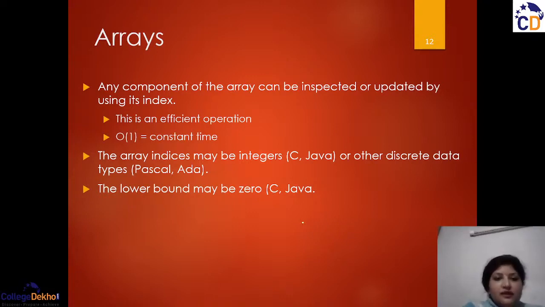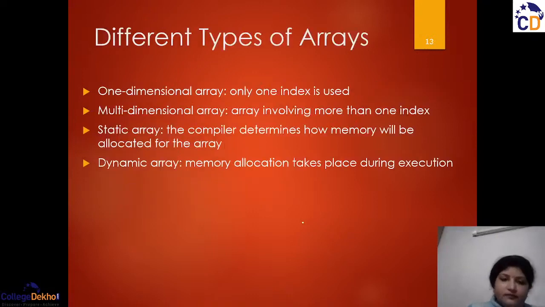The array indices, meaning indexes, may be integers. So if I am talking about the previous slide, it is a0 or a1. It could not be a0.0. The memory location is always represented by an integer number only. You cannot have anything other than that. The lower bound may be 0. In C or Java, we say the first index of the array is a0, or you may say the lower bound of the array.